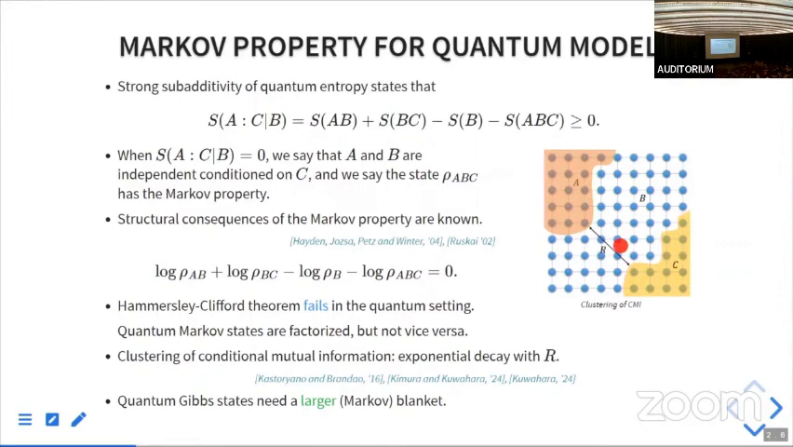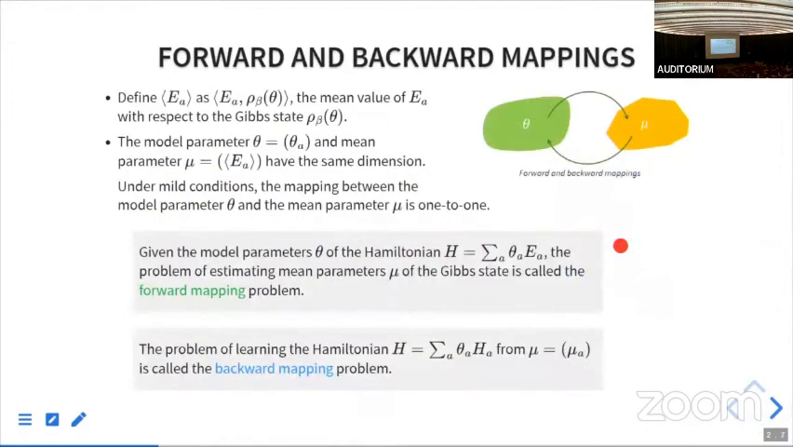Many of the algorithms that we discussed that appeared before this, the results have been formally proved. The main message is that quantum Gibbs states are not Markov, but if you choose a very large so-called Markov blanket, a very large neighborhood, then you somehow recover the independence. Okay. So that's basically the setup.